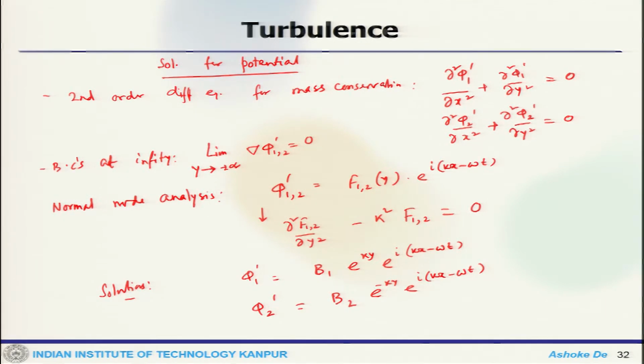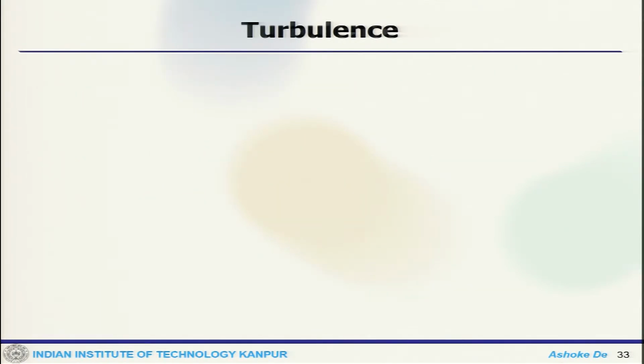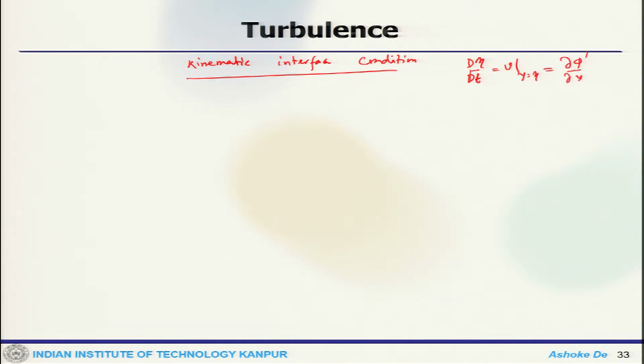Now, we apply the second boundary condition, that is the kinematic interface condition. So, the kinematic interface condition gives us d eta by dt equals to v at y equals to eta, del phi prime by del y at y equals eta. So, this is my kinematic interface condition.